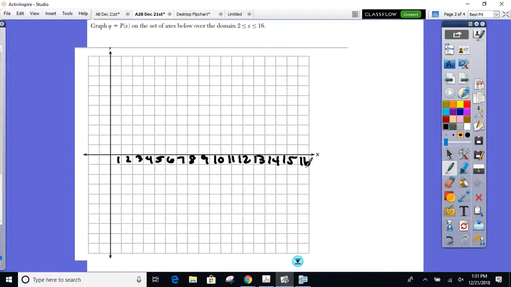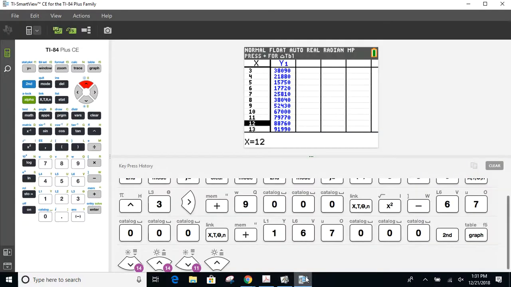All right, got your x-axis. Now we got to figure out what our y's go to. Everyone go ahead, go to your calculator, go to the y equals screen, type in your profit on y equals. Get a table of values up so we can see what I need to do for my y-axis. Be careful here, just like JT did. Watch out for all the zeros.